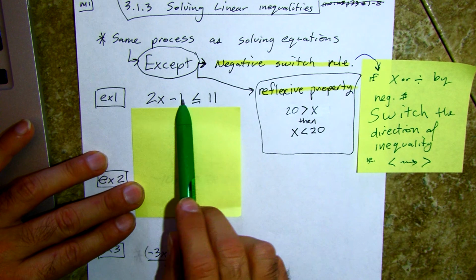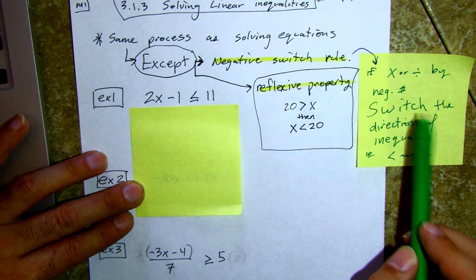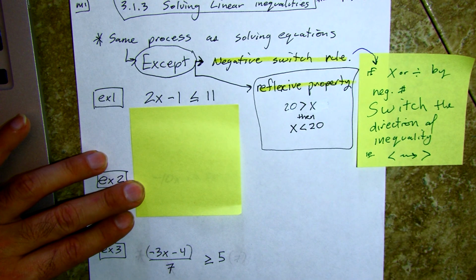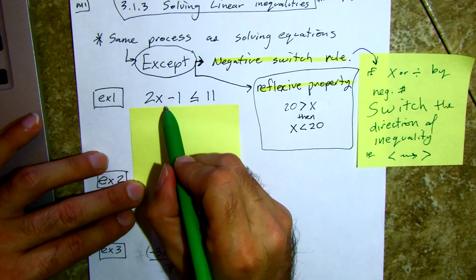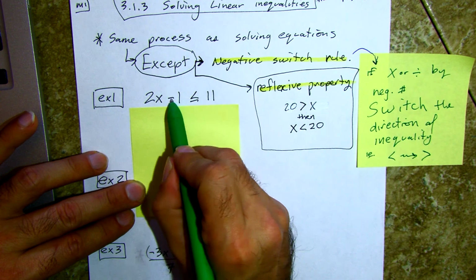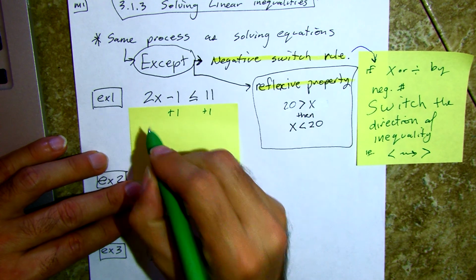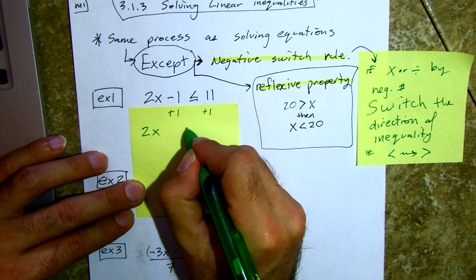The chains, we have 2 times x. We have 2x minus 1. So let's start with that minus 1. By adding 1 to both sides, we get 2x is less than or equal to 12. Because it cancels it on the left, it moves it over to the right. Okay, next, let's divide by 2.